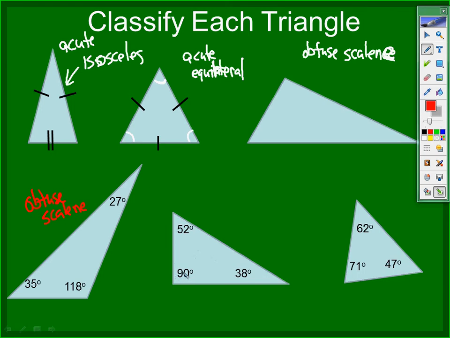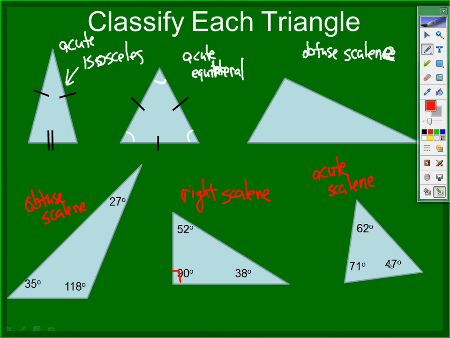Down here, this fifth example, I've got a 90-degree angle, which tells you that it's right. And this angle and this angle are different. And because my angle measures are different, it tells you my side lengths are different. So all three side lengths are different, creating a scalene. So this is a right scalene triangle. And then finally, the last one, all three angles are acute. All three angles have different measures, which means all three side lengths are different. This is an acute scalene.